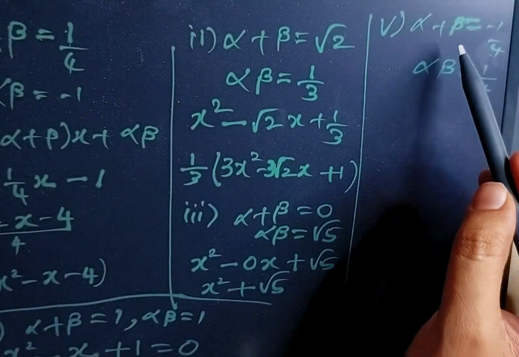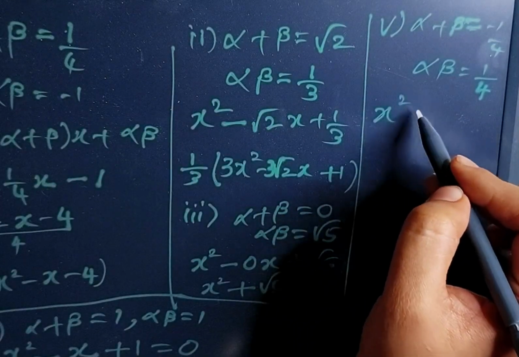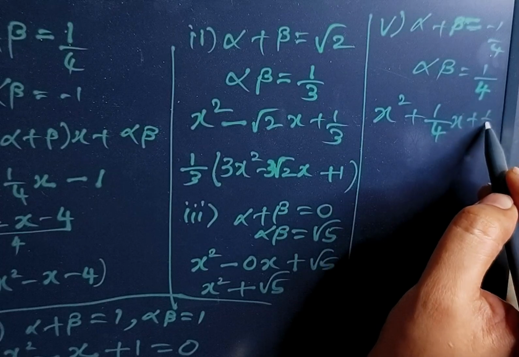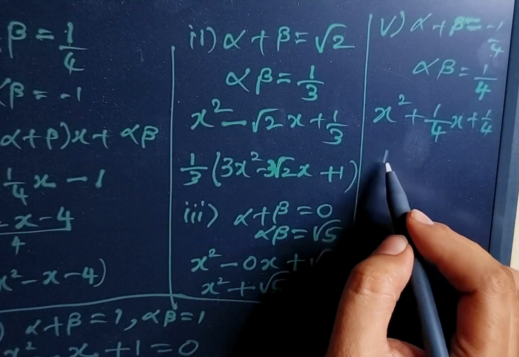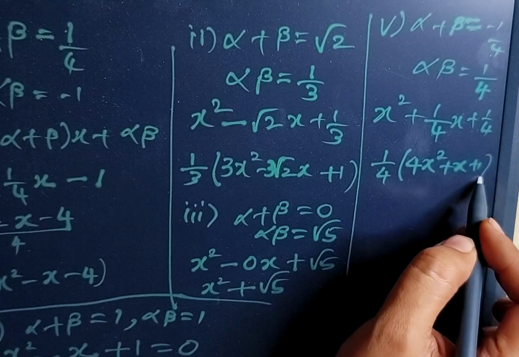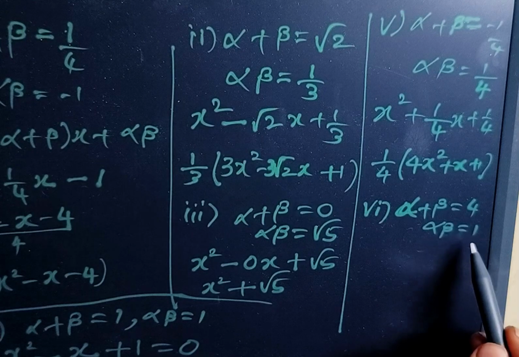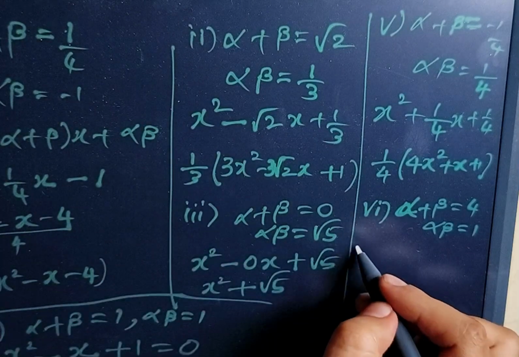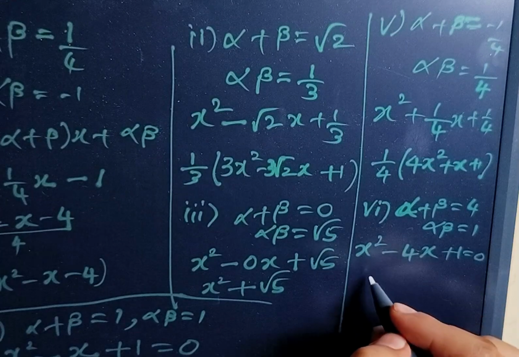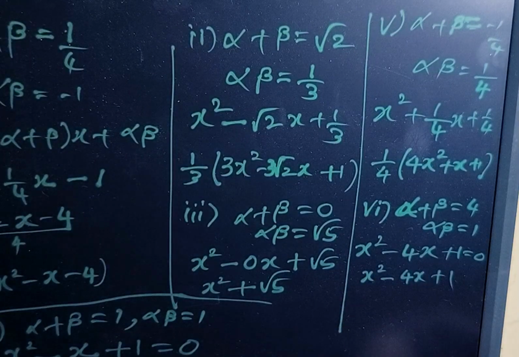Fifth subdivision, sum is minus 1 by 4, product is 1 by 4. Use this formula. So x square minus into minus plus 1 by 4x plus 1 by 4. Taking 4 as LCM, 1 by 4 into 4x square plus x plus 1. This is the required polynomial. Sixth subdivision, sum is given as 4, product is 1. Using the formula, x square minus 4 into x plus 1 equal to 0, or x square minus 4x plus 1 is the required polynomial.